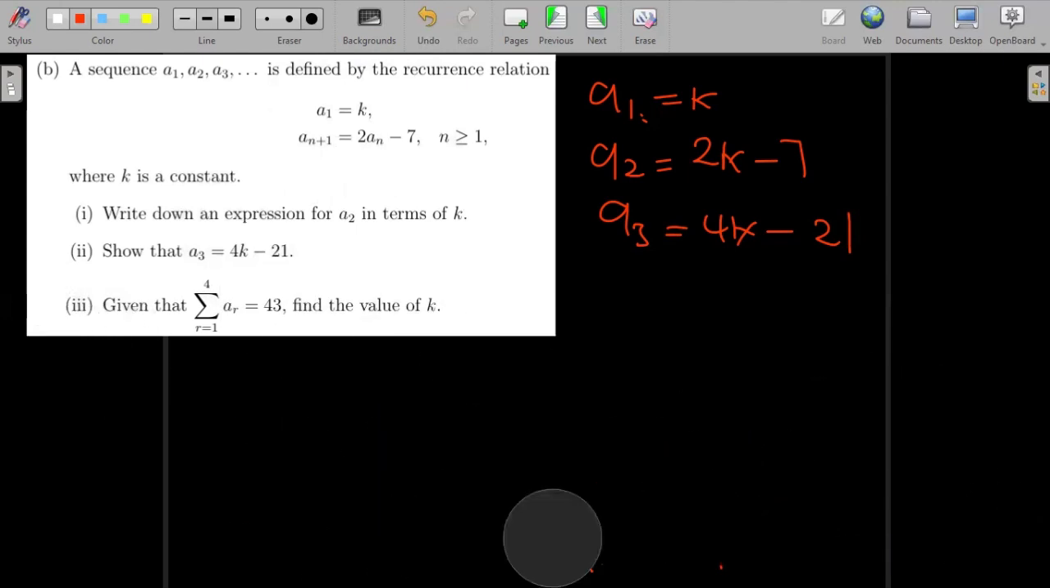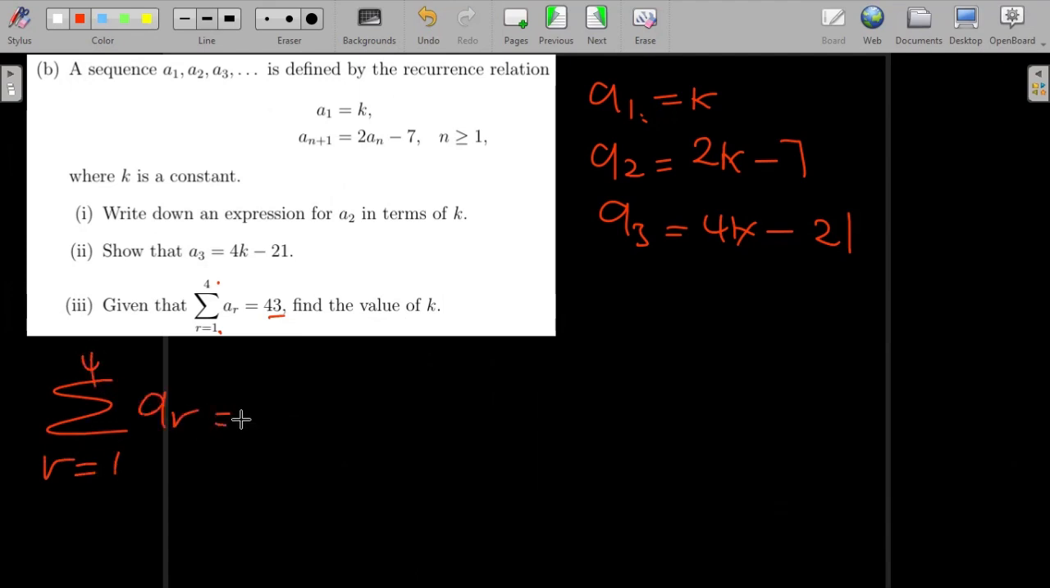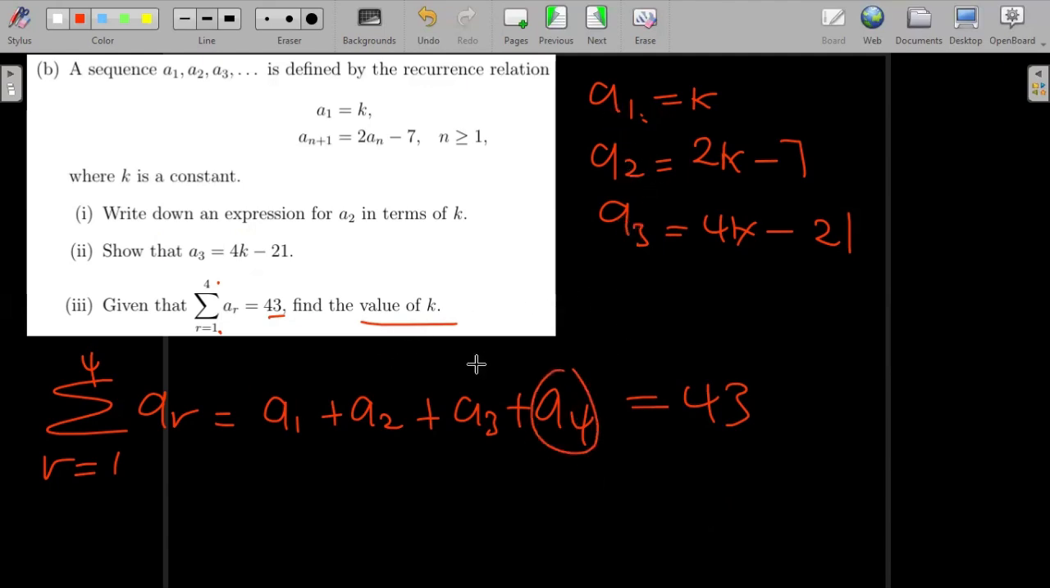Okay, so the last question is to find the summation from 1 to 4 of AR. They're saying the summation, with R from 1 to 4, of AR is equal to 43. So the sum from 1 to 4 of AR simply means A1 plus A2 plus A3 plus A4. They're saying this is equal to 43, and the question is to find the value of K. So we have A1, A2, A3. We need to find A4.